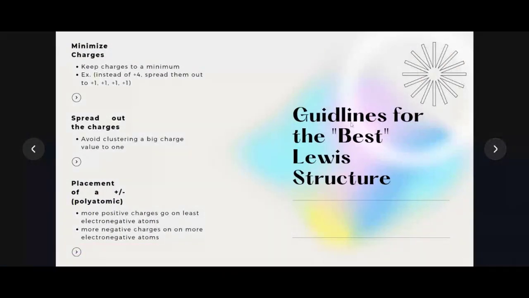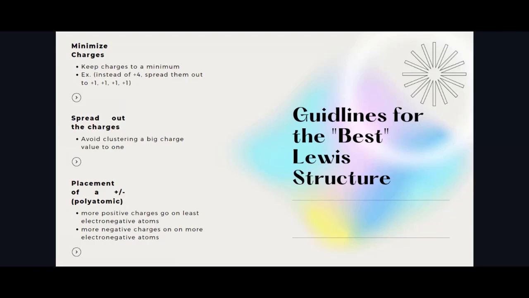So here are some of the guidelines for the best Lewis structure. You want to minimize the charges, so you keep them to a minimum. For instance, instead of having a formal charge of +4 on an element, you want to spread them out, so say +1, +1, +1, +1, because I like to think of it as very concentrated on one of those elements. Like I mentioned, spread out the charges and avoid clustering a big charge value on one.